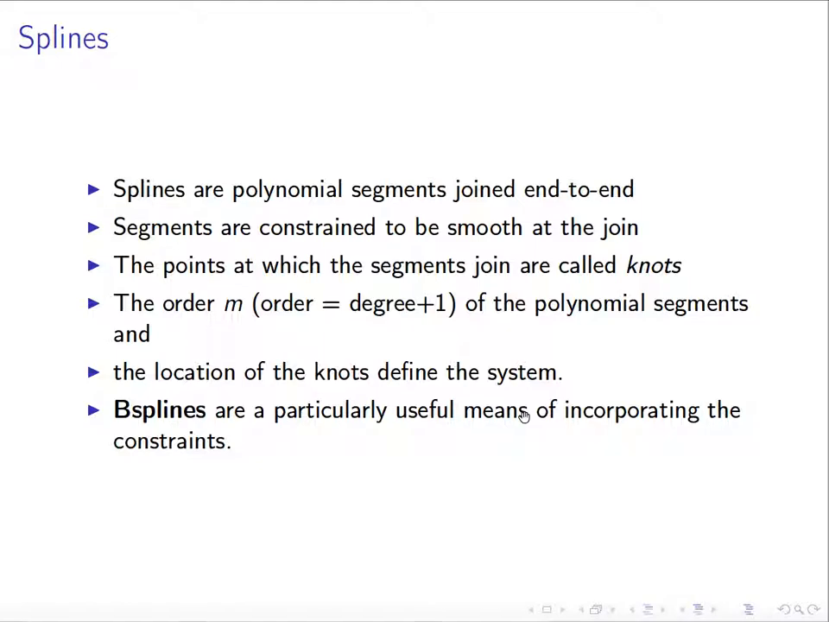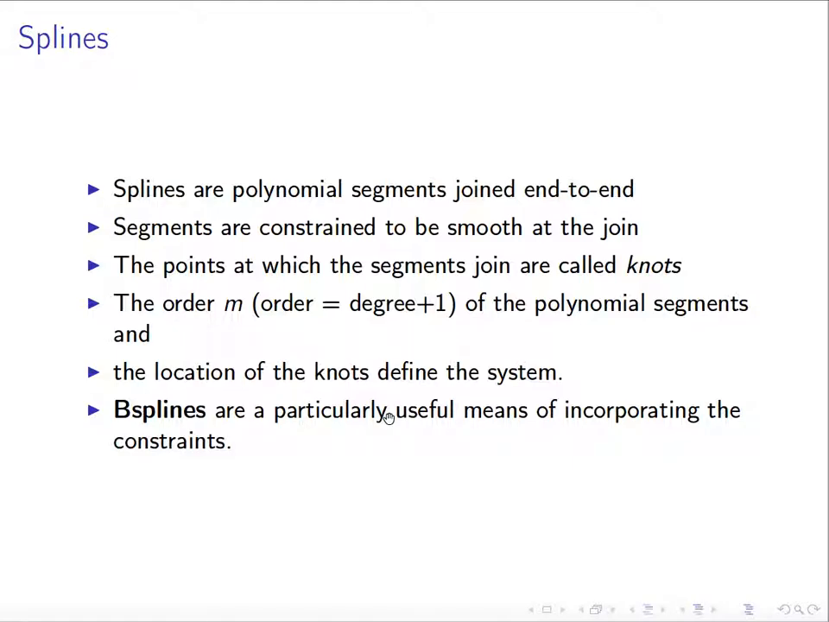Spline basis functions are basically polynomial functions joined end to end. These segments are constrained to be smooth at the joints. The joint points are called knots. So the spline basis functions are defined by the order of the polynomial, where order is the degree plus 1, and also the location of the knots.